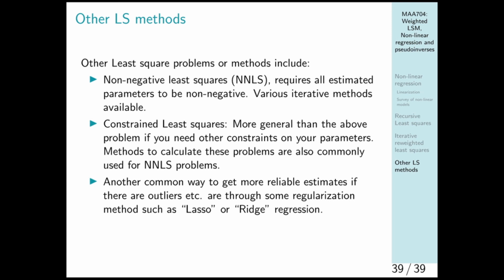So that's that. Another one is constrained least squares. It's a bit more general than non-negative, but instead of requiring all coefficients to be positive, we put other constraints. This is interesting because it's not only more flexible than non-negative least squares, it's also more general. Methods that are used to solve constrained least squares problems can be used in non-negative least squares problems, as non-negative is a constraint itself. Now, another common way to get more reliable estimates if there are outliers is regularization methods. There is the lasso method, there is ridge regression, but that's something for another day.